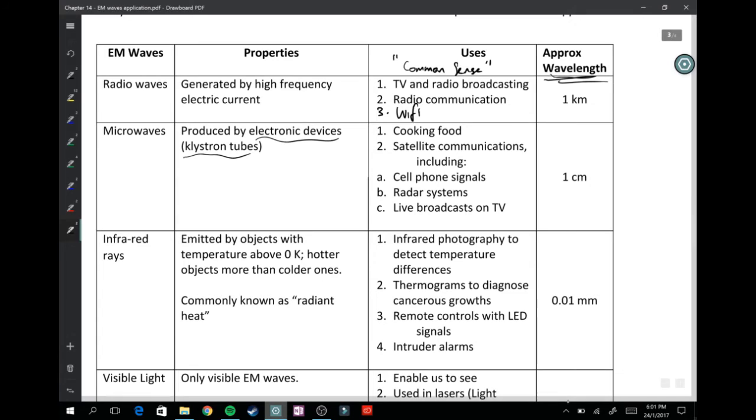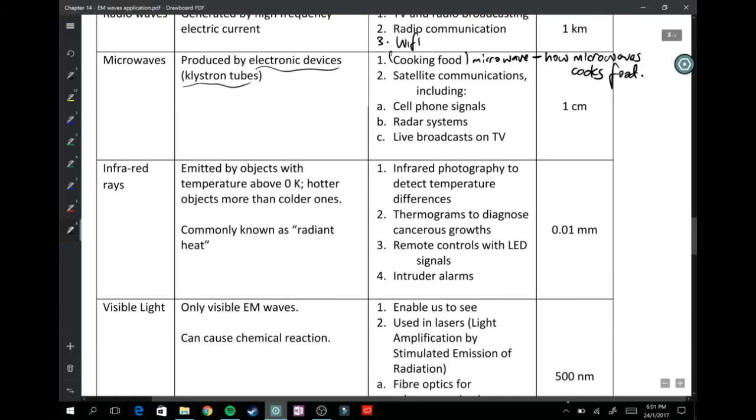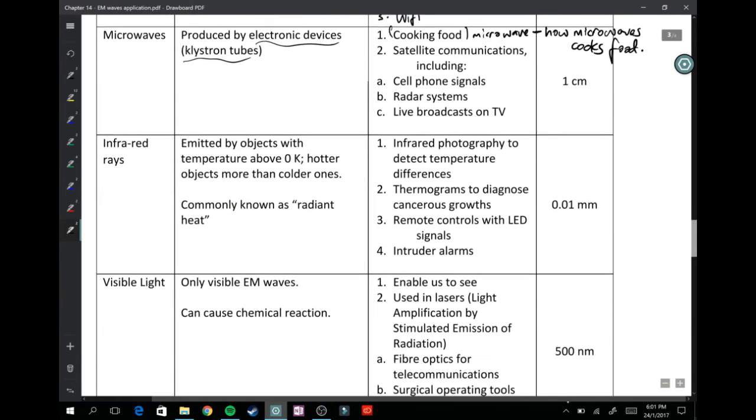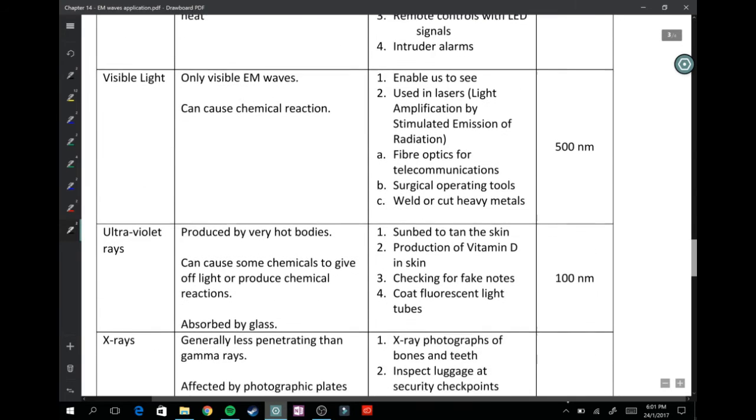So if you want it, please check it out. Cooking food using microwave is common. This might be good to know: how microwave actually cooks food. I have also placed this in the link below, so please check it out. There's a lot of readings to be done in this chapter, so please be patient with it. Infrared, visible light, UV ray, I mentioned in class.